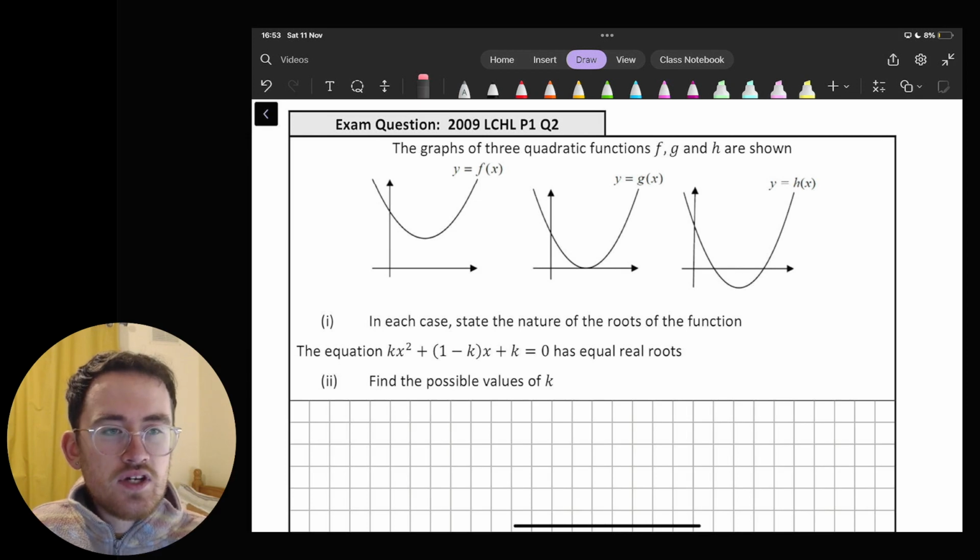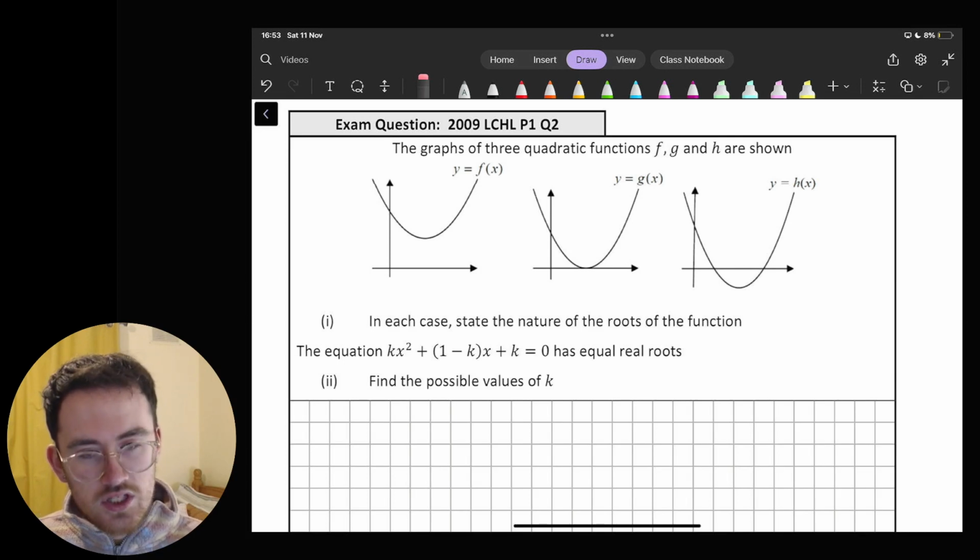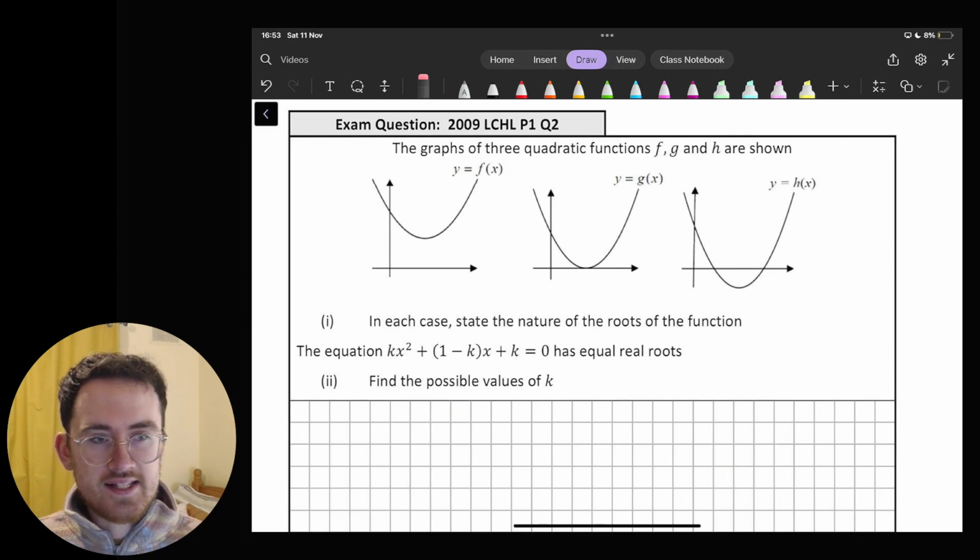So the graphs of three functions f, g, and h are shown below. In each case, we have to state the nature of the roots of the function. Okay, we know roots of a function are where it crosses the x-axis. Okay, those are real roots.